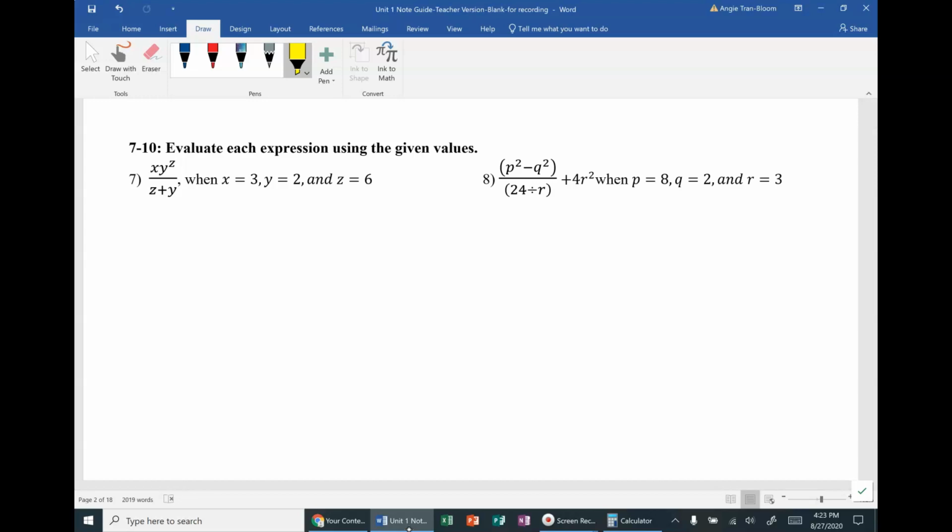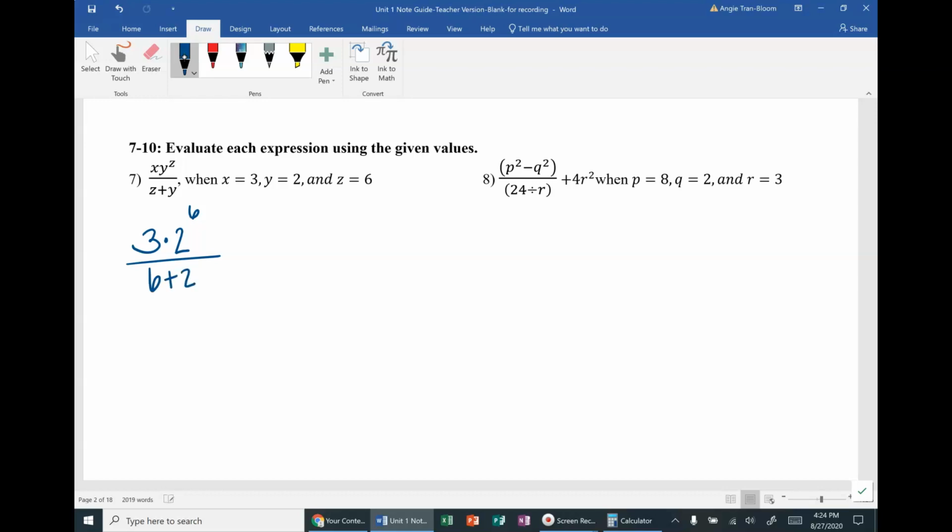Evaluate each expression using the given values. Evaluate means you are now going to substitute in the value for each variable. Number 7 says, x times y to the power of z all over x plus z. Well, x is the value of 3, and then times y is 2. Then 2 to the power of z is 6, all over z again is 6, and I'm going to add y, and y is 2.